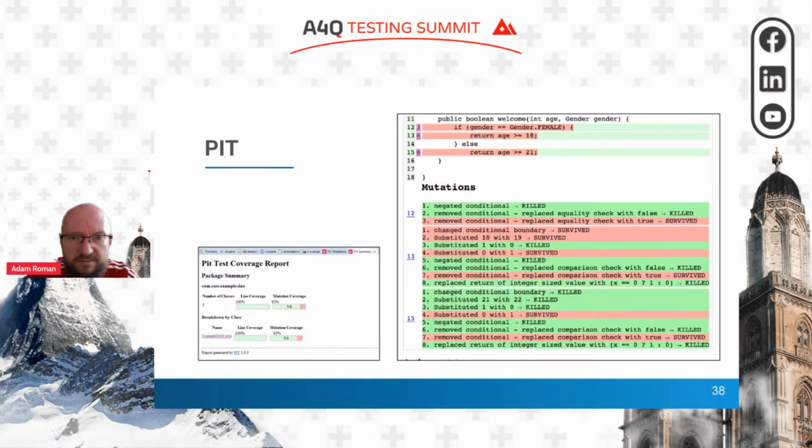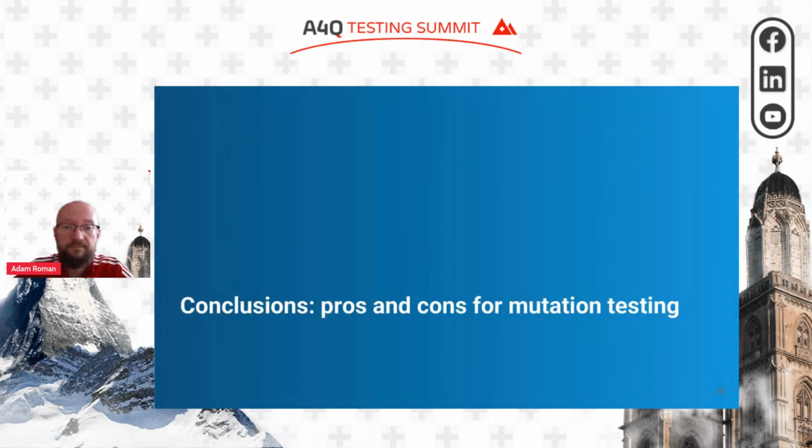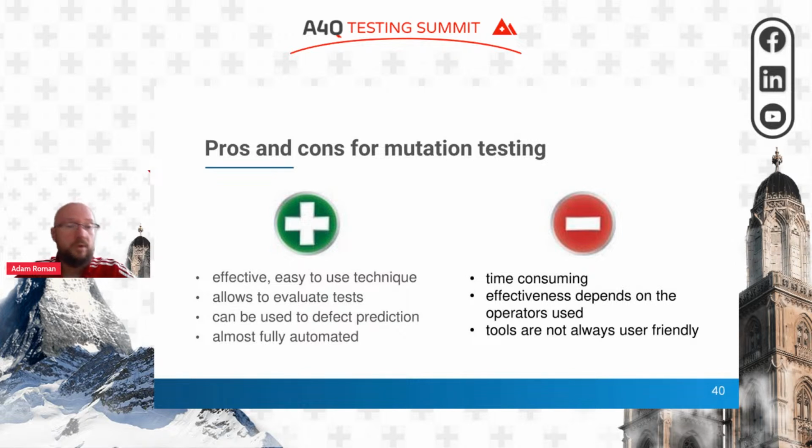This green thing presents some mutant, and it says that mutant number 1 was killed, and for example mutant number 3 in line 12 survived. So we can analyze which mutants were killed and which survived, and based on this we can enrich our test suite so that the mutation score increases and the test suite is stronger. So, conclusions.